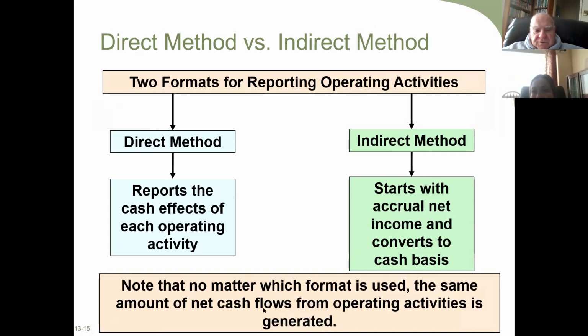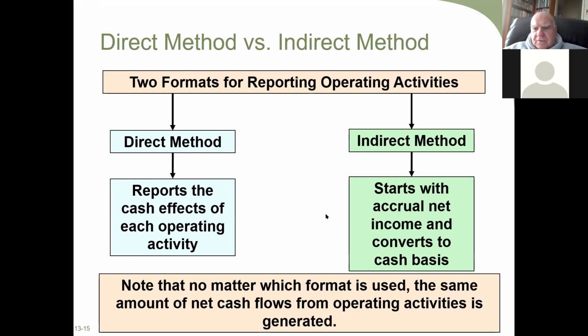No matter which form is used, you're going to get the same amount of cash flows. It's just that the indirect method shows the detail, and the other one is just a kind of summary. It's almost like you're copying from the cash account in the general ledger. And I'll go over that toward the end of this if you like. Direct method versus indirect.